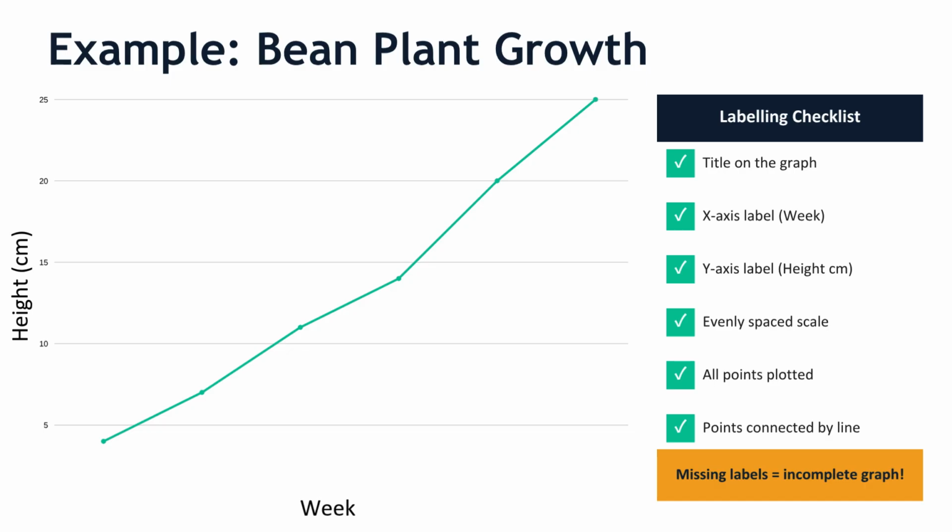Use this checklist every time you finish a graph. Does it have a title? Is the x-axis labeled? Is the y-axis labeled? Is the scale evenly spaced? Are all points plotted? Are the points connected? If you can check all 6, your graph is complete. Remember, missing labels means an incomplete graph.